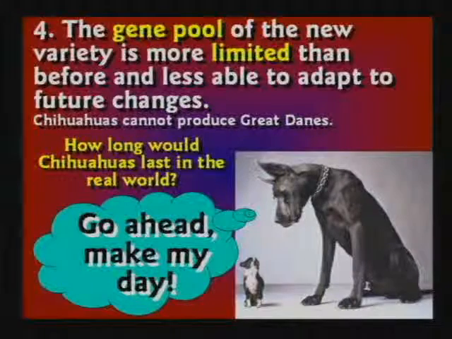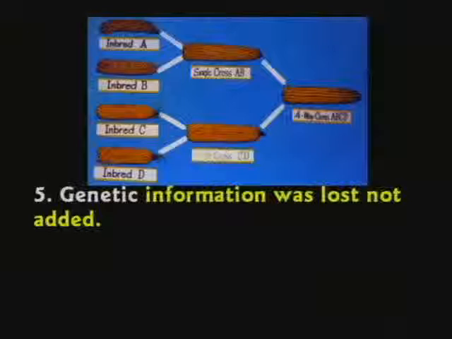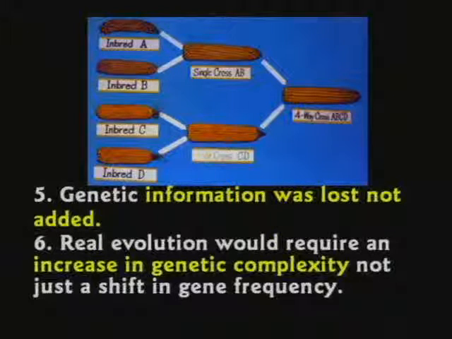And how long would the Chihuahuas last in the real world? Turn them all loose into the woods and watch what happens. Yep, go ahead, make my day. Genetic information is lost when you get a variety. It's not added. Real evolution would require increase in genetic complexity.